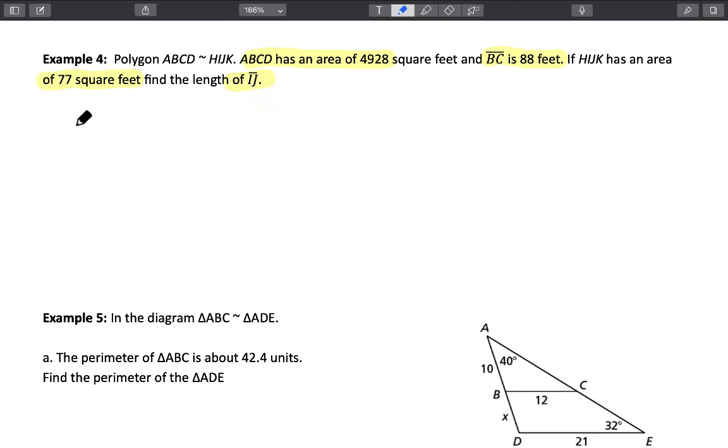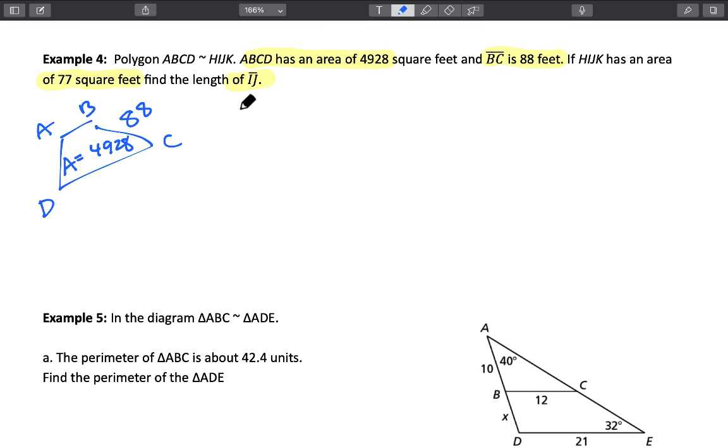So again, let's set up some pictures here. So here's A, B, C, and D. We know the area of ABCD is 4,928 square feet. We're not going to worry about the units. Segment BC is 88 feet. And again, it doesn't matter what shape we're looking at here. We just know the area. We know one side length.